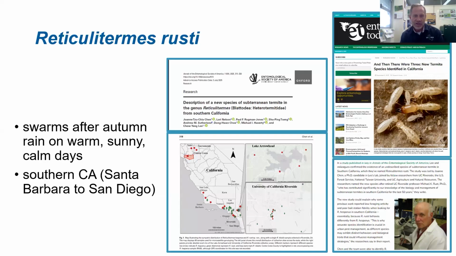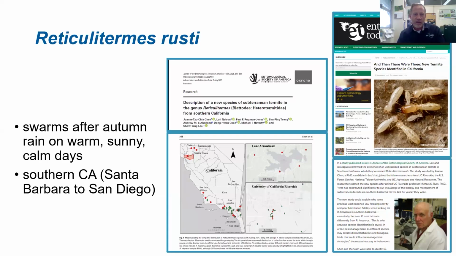So one of these, I was lucky enough to be part of a group that described a new species this year. This was just published this summer. And so the species that we have described has been named Reticulotermes rusty. And this is an honor, an homage to UC Riverside professor Michael Rust, pictured in the bottom right here. So this species is known to occur between Santa Barbara and San Diego, and probably down into Baja California.